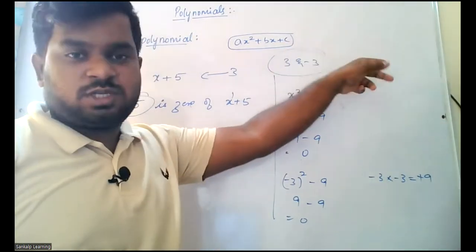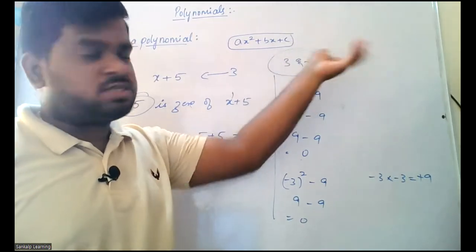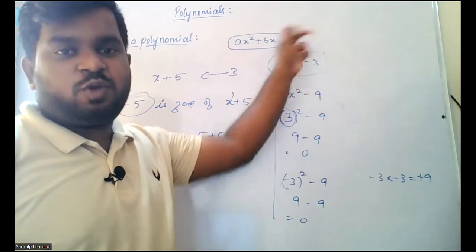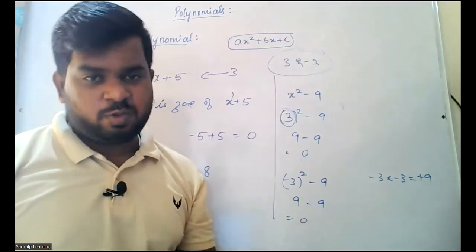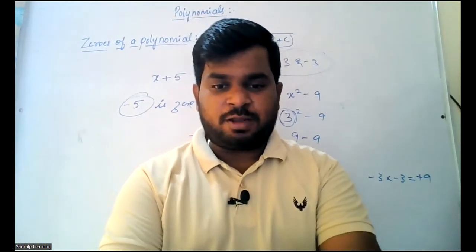Until you equate it to 0, it is just an expression. If you equate it to something, it becomes an equation. Now it is a quadratic expression or quadratic polynomial. If you equate it to something, it becomes a quadratic equation. Okay. So let's start with quadratic polynomial.